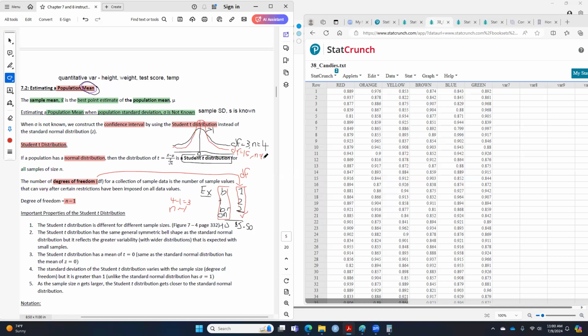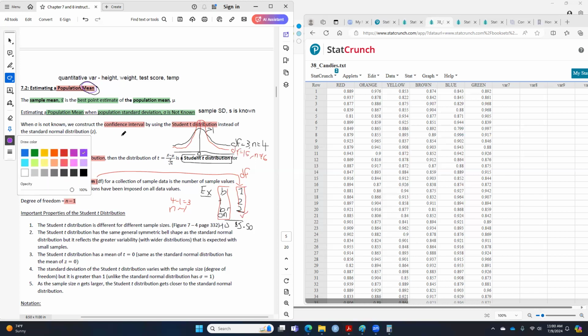So if you increase your sample size or your degree of freedom, you find out that your t distribution has thinner tails on the left and right, but a higher peak. But the mean is still 0. The standard deviation is still 1 in this case.